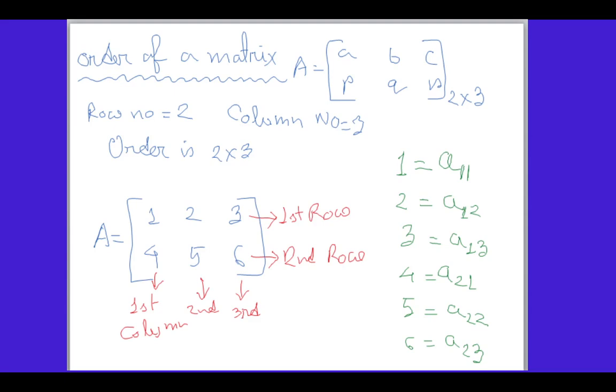So a matrix is nothing but an array of elements. Every element has a fixed position. To represent the fixed position, we write A suffix 1 1. The first one is the row, the second one is the column. Similarly, A 1 2: the first is the row, the second number 2 represents the column. Up to this you can understand the order of a matrix and the position of elements.